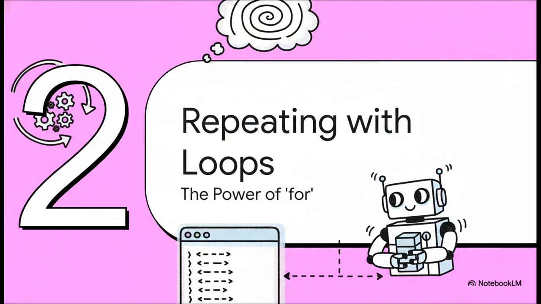Okay, so our bot can think. That's awesome. But what about actually doing the work? I mean, a great assistant doesn't just do something once. It can do it over and over and over again without ever getting tired or making a mistake. And that, my friends, is where loops come in.